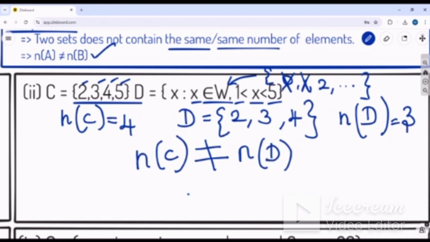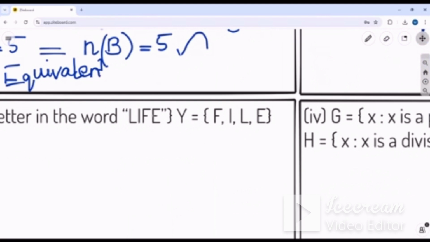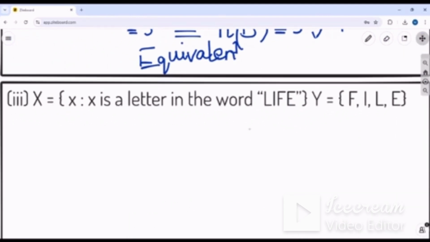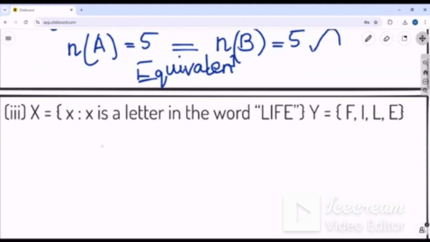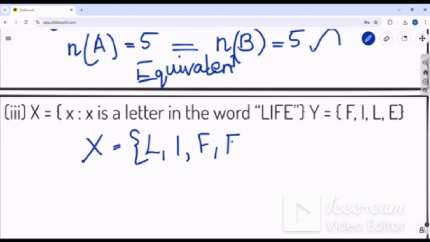So finally we'll end up with unequal sets. Okay. Now let us move on to question number 3. Question number 3 is the set of letters in the word life. So X is equal to, let us list out the letters L, I, F and E. So this will be n of X is equal to 4.